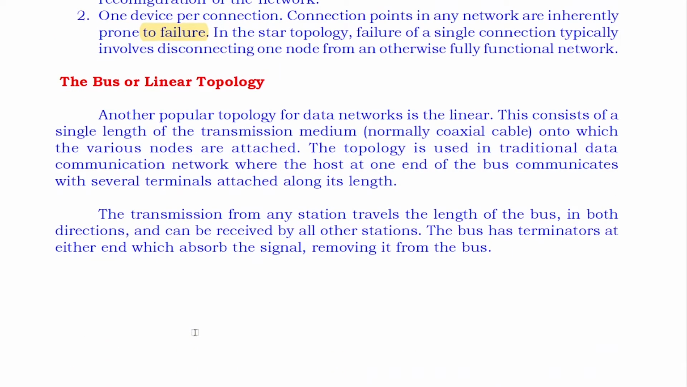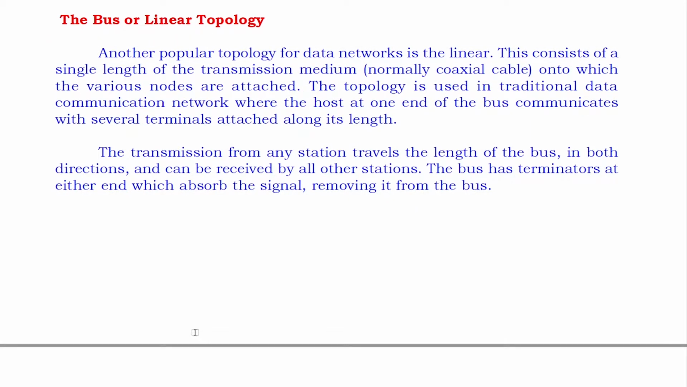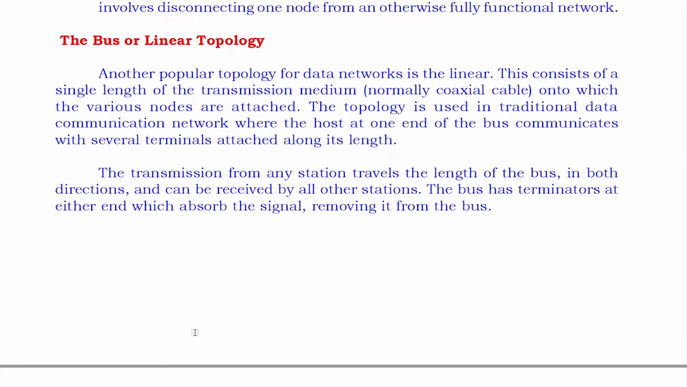Now let us learn something about the bus or linear topology. This is one of the popular topologies for data networks. Linear means one after the other. It consists of a single length of transmission medium, normally coaxial cable. We have a common cable onto which the various nodes are attached, so all the computers are attached on either side, and you can connect many computers on either side of the cable.